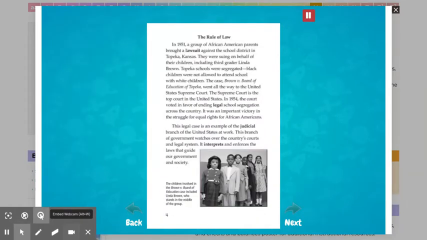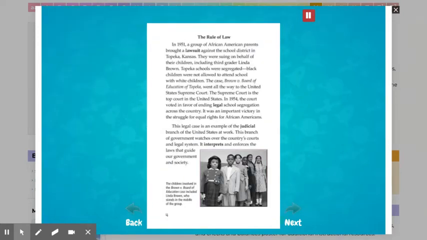The Rule of Law. In 1951, a group of African American parents brought a lawsuit against the school district in Topeka, Kansas. They were suing on behalf of their children, including third grader Linda Brown. Topeka schools were segregated. Black children were not allowed to attend school with white children. The case, Brown versus Board of Education of Topeka, went all the way to the United States Supreme Court. The Supreme Court is the top court in the United States. In 1954, the court voted in favor of ending legal school segregation across the country. It was an important victory in the struggle for equal rights for African Americans.